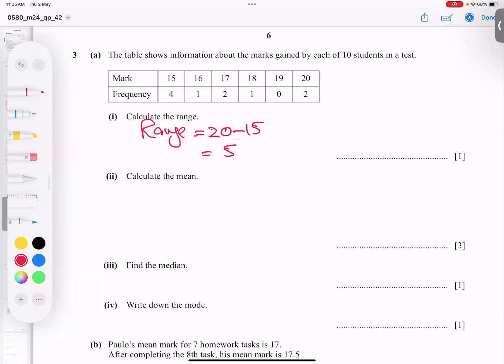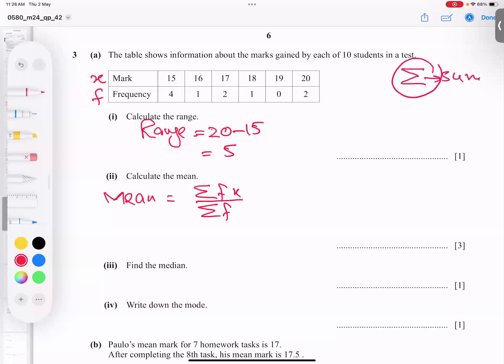Mean, how to find it? The upper column is X, the down column is F. And we have a special formula for mean, which I'm writing. Mean formula is sigma Fx over sigma F. Sigma means sum. When the sigma sign comes, it means sum.